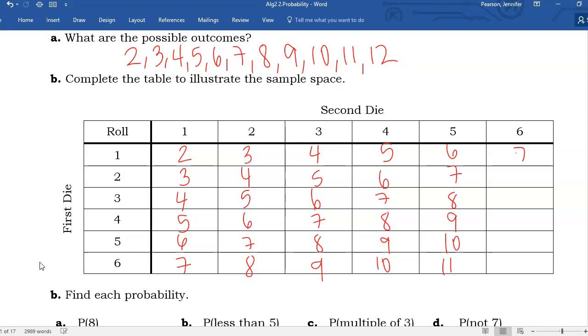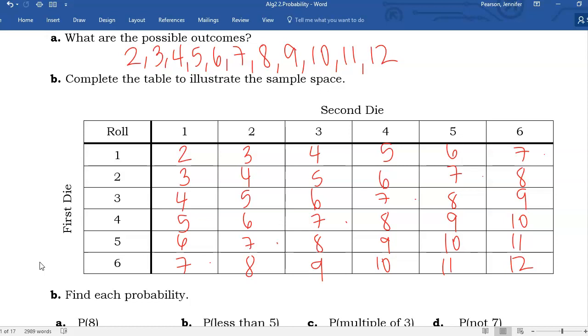And last column. So obviously 2 is not a very likely outcome. Neither is 12. The only way to get 12 is 6 plus 6. But 7 shows up a lot because I got 1, 2, 3, 4, 5, 6. 6 possible ways to get a 7. So that is the most likely outcome.